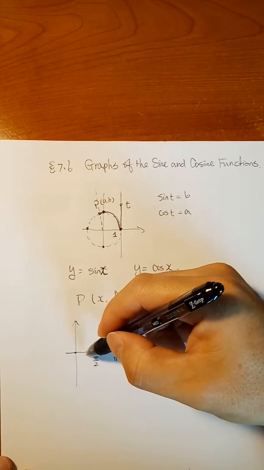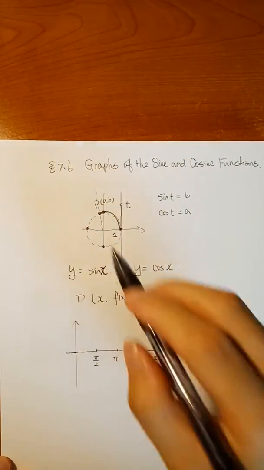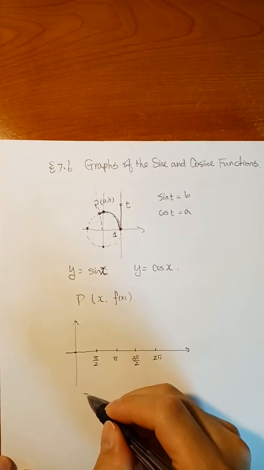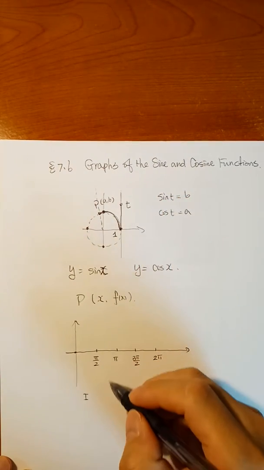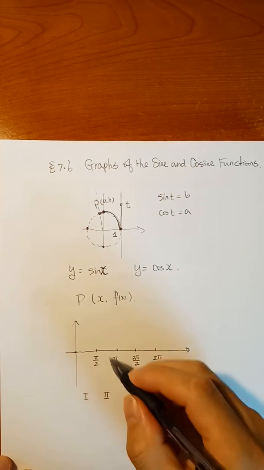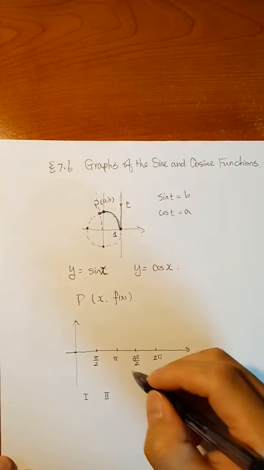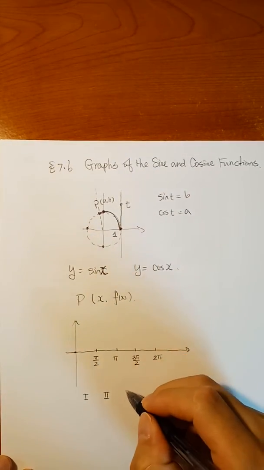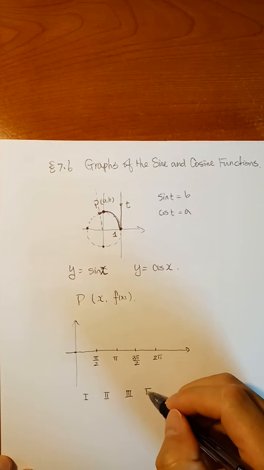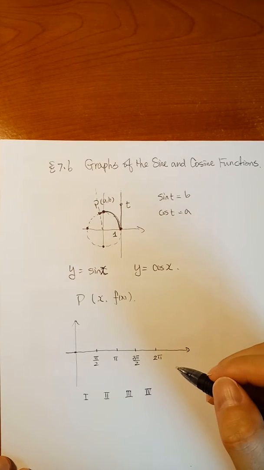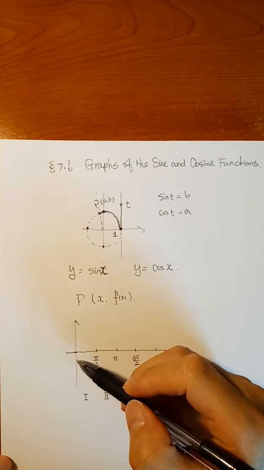From 0 to pi over 2, this is the first quadrant. From pi over 2 to pi, it's the second quadrant, the angles in the second quadrant. Pi to 3 pi over 2 is the third quadrant. 3 pi over 2 to 2 pi is the fourth quadrant. And then you're going to recall that table.